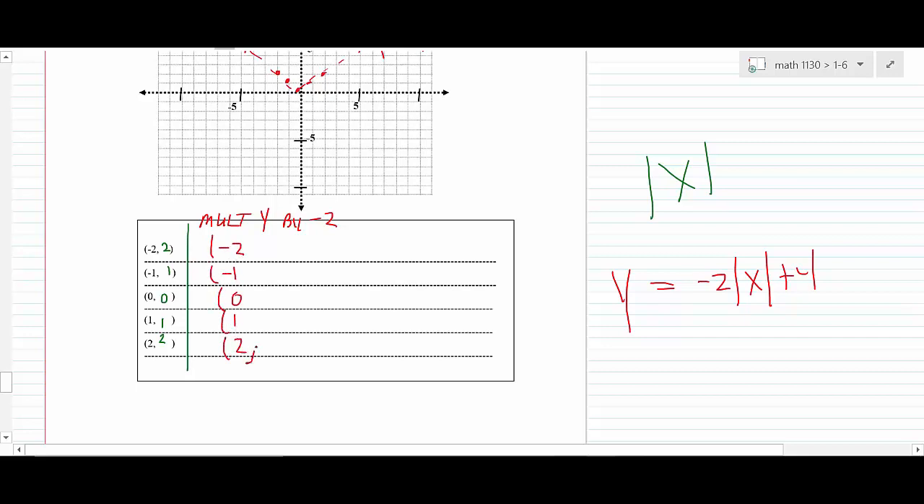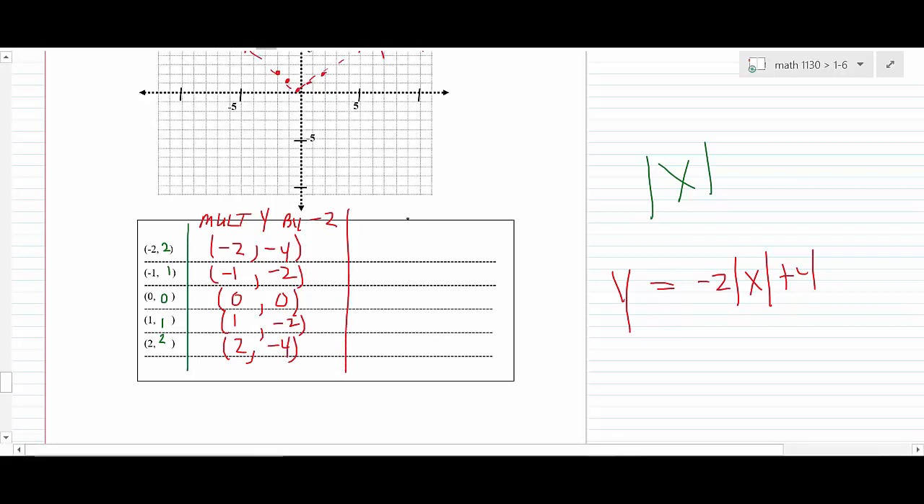And then in your head, just multiply the y values by -2. So 2 times -2 is -4. 1 times -2 is -2. 0 times -2 is 0. 1 times -2 is -2. And then 2 times -2 is -4. Okay, that takes care of that transformation then.